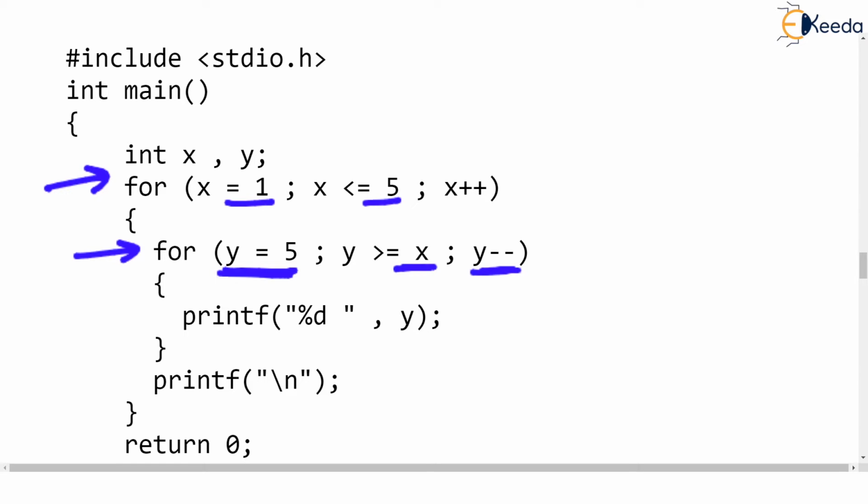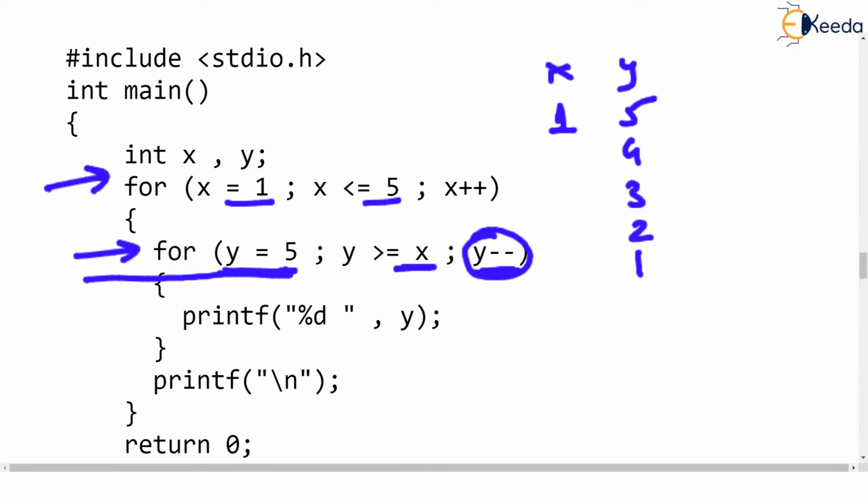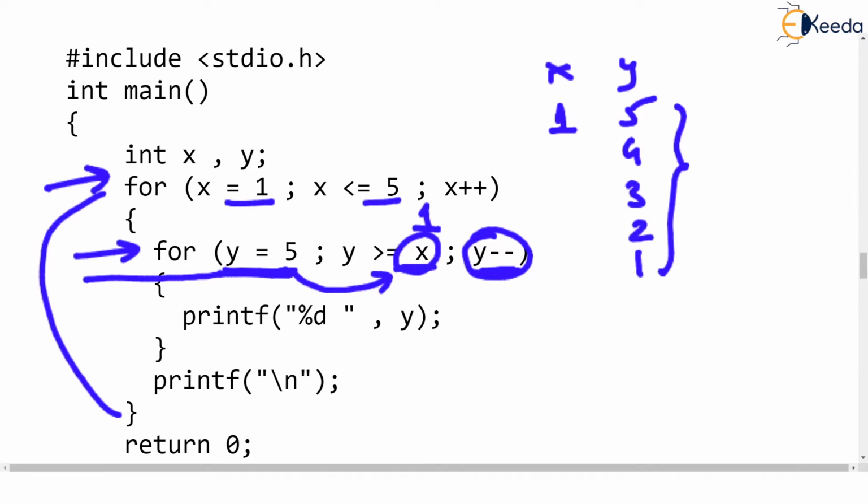So if you put x as 1 first time, what will y begin with? Y will begin with 5. And y will become 4, 3, 2, 1. Observe, due to y minus minus, y will decrease and go up to x. X is 1. So y clearly goes from 5 to 1. And what happens next time? Next time when the loop repeats, x becomes 2.